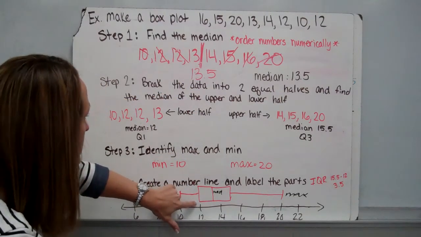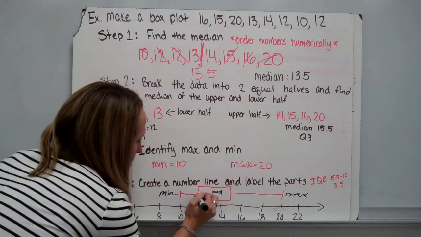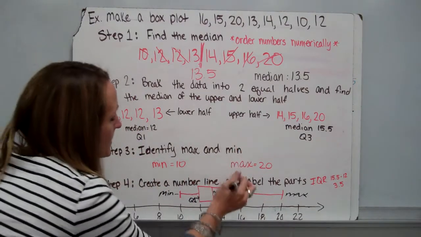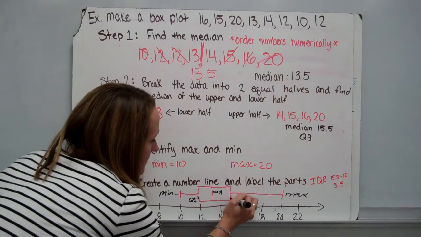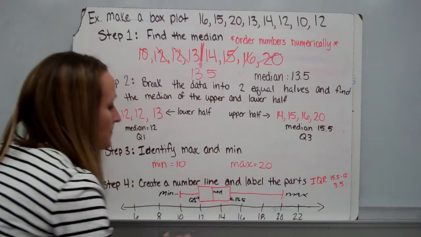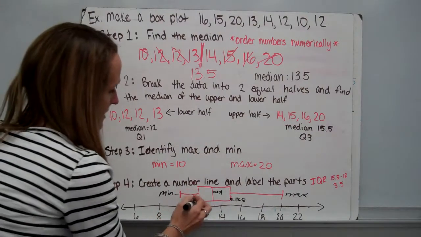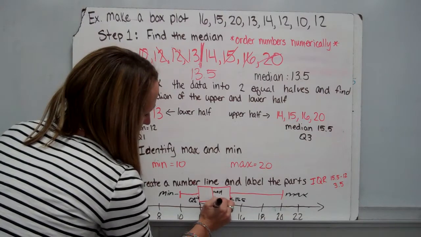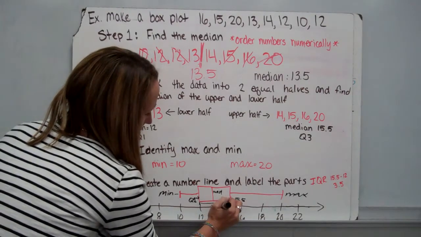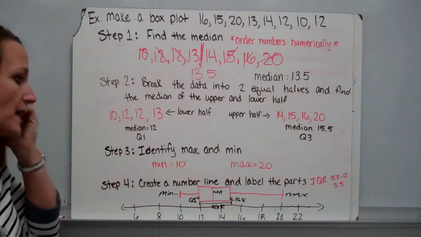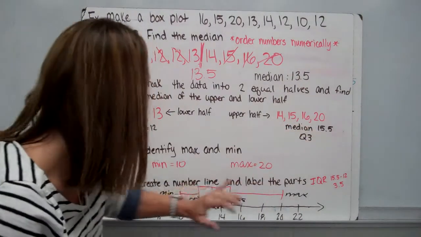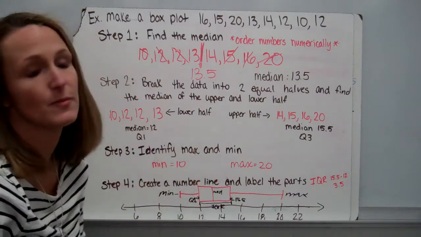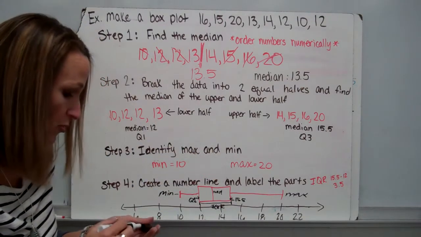My quartile 1 goes here at 12. And my quartile 3 goes here at 15.5. That's my box and whisker plot. And then from here to here represents my IQR, my interquartile range. My interquartile range I can find by taking this 15.5 and subtracting this 12. So I find that my interquartile range is 3.5.